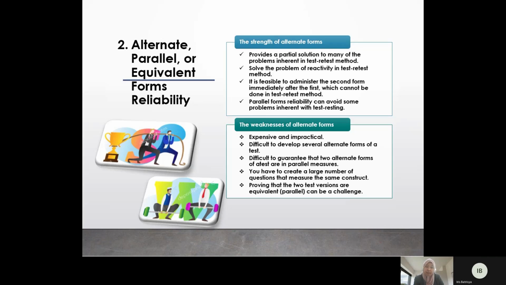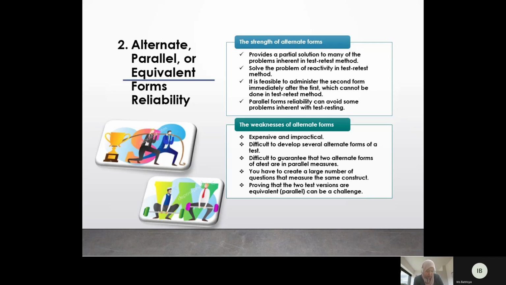However, the weakness is it is expensive, impractical, difficult to develop several alternate forms, difficult to guarantee that 2 alternate forms of a test are parallel measures, and then the researcher must create a large number of questions under the same construct, and also proving that the 2 test versions are equivalent can be challenging.